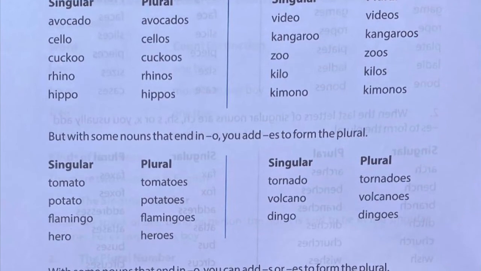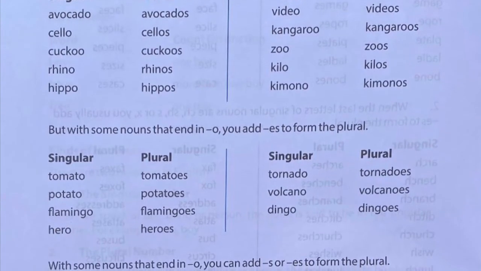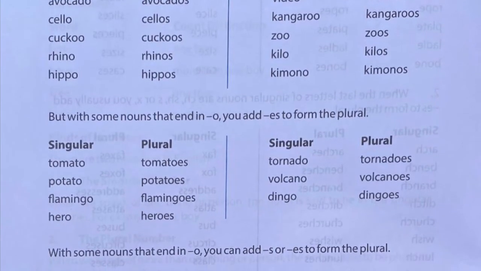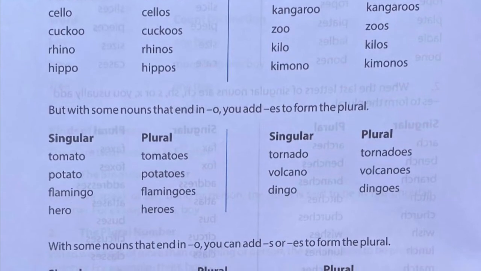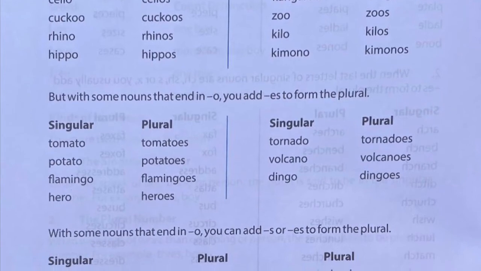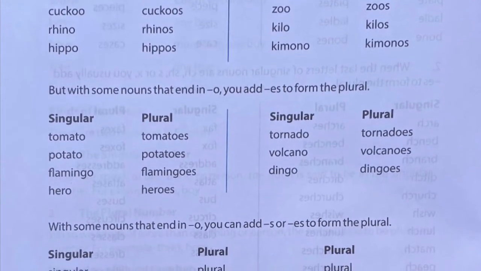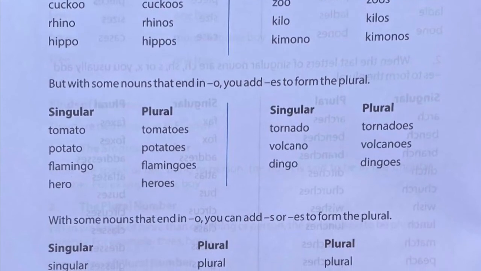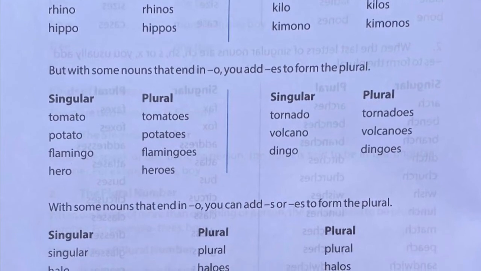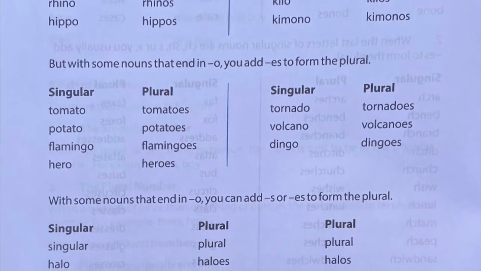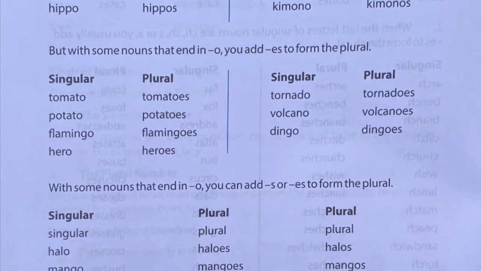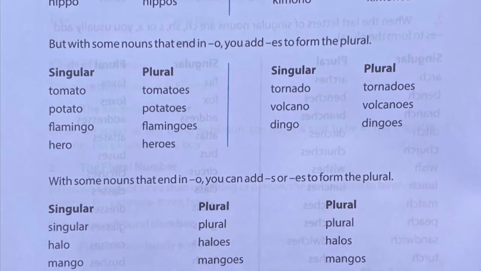Okay, so the first one is, with some nouns that end in o, just add s, like avocado, avocados, cello, cellos, cuckoo, cuckoos, rhino, rhinos, hippo, hippos, and so on. But with some nouns that end in o, you add es to form the plural, like tomato, tomatoes, potato, potatoes, flamingo, flamingos, hero, heroes, tornado, tornadoes, volcano, volcanoes, and dingo, dingoes.